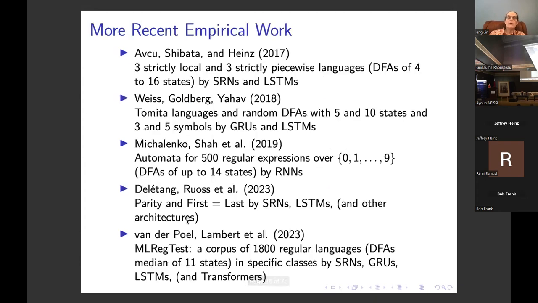Now we'll fast forward a bit, skipping over a number of years, and talk a little bit about more recent empirical work. So there was a paper of Avcu, Shibata, and Heinz that looked at recurrent neural networks, simple recurrent networks and LSTMs, learning six particular regular languages that were representative of strictly local languages and strictly piecewise languages.